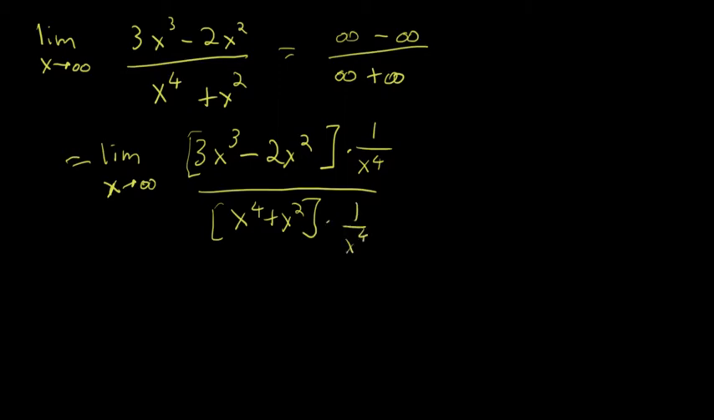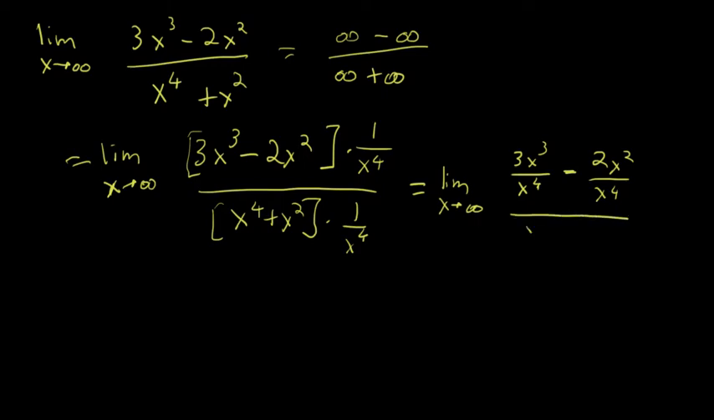And really that's the same thing as dividing both numerator and denominator by x to the fourth. And the reason we're doing that, it's the highest power of any of the terms shown here. So we're going to be dividing both numerator and denominator, or multiplying by the reciprocal of x to the highest power shown here. And you'll see why this works and how this helps us circumvent this indeterminate form here. So that's the limit as x tends to infinity of 3x cubed divided by x to the fourth minus 2x squared divided by x to the fourth, over x to the fourth over x to the fourth plus x squared over x to the fourth.